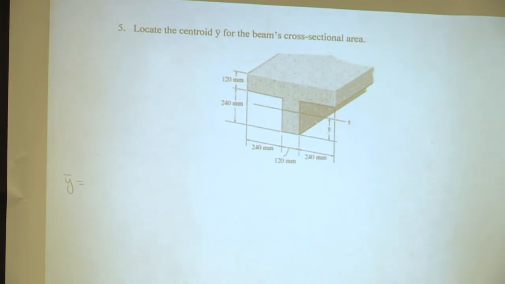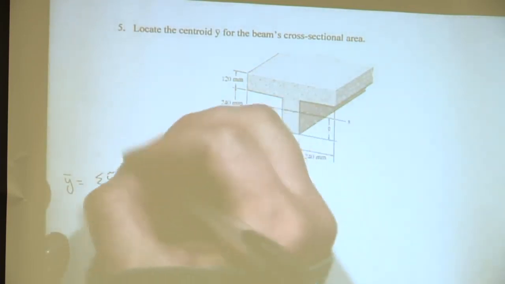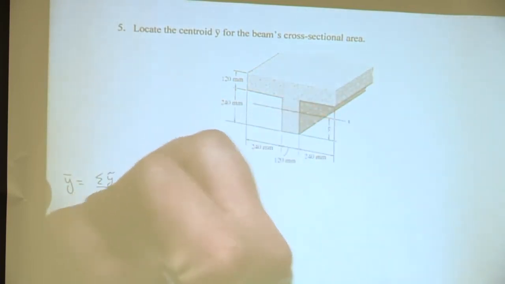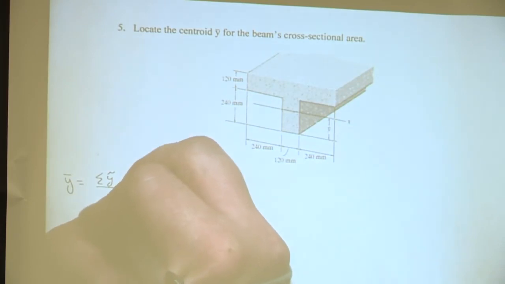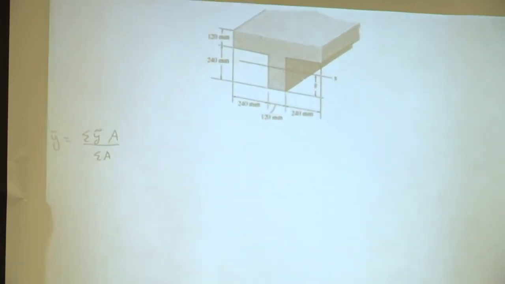Equation for y bar. So do we still use the integral in this case? No. So which equation do we use? I use the sum of the area. Okay, so the sum of y squiggly times the area over what? The area. So over the sum of the area. Okay, now how do we find that?